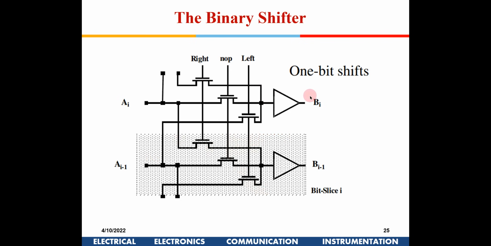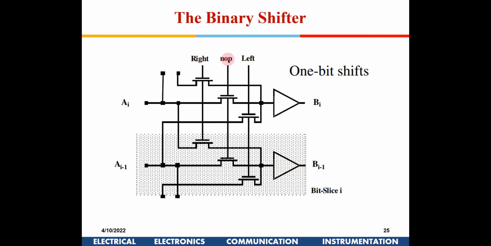So how they can be implemented, and this is the binary shift adder if 1 bit needs to be shifted. So there are 3 control signals. No means no operation or no shift, and then you have a right shift and you could have a left shift. So if you see, no operation means this particular transistor will be switched on. So AI is going to come towards B. This is a buffer. So AI comes out as BI and AI minus 1 comes out as BI minus 1.